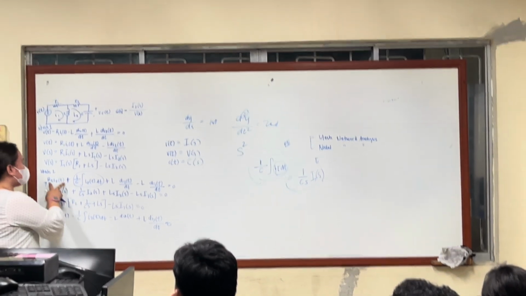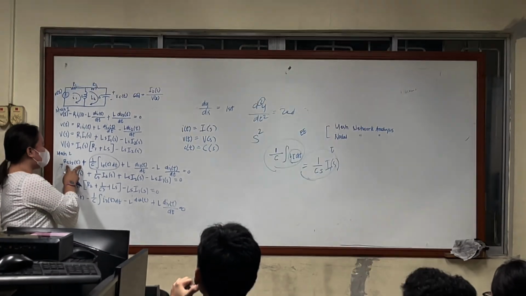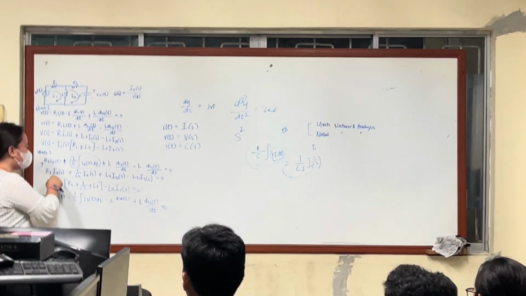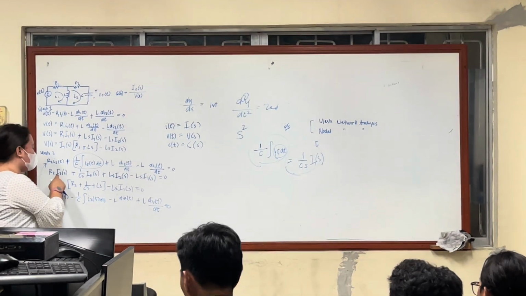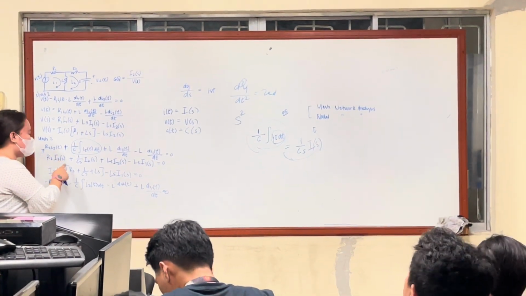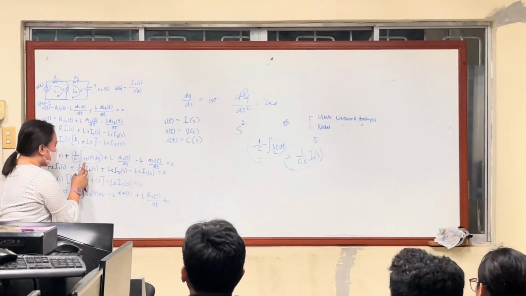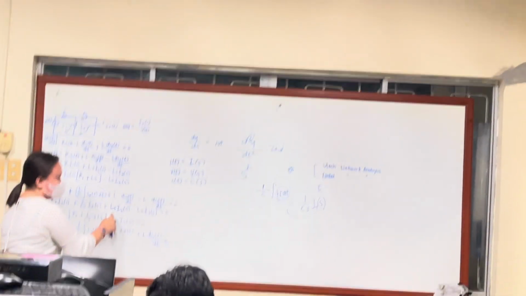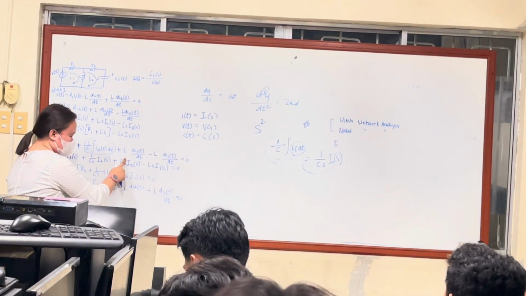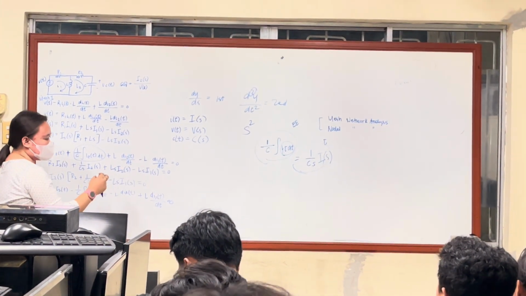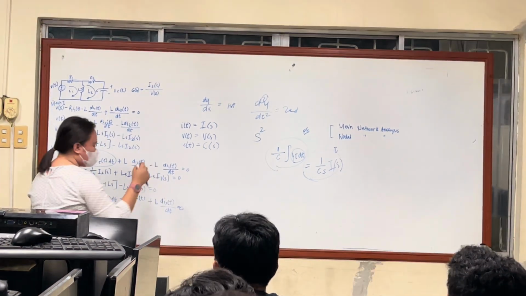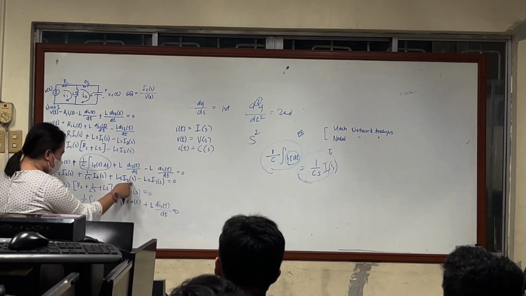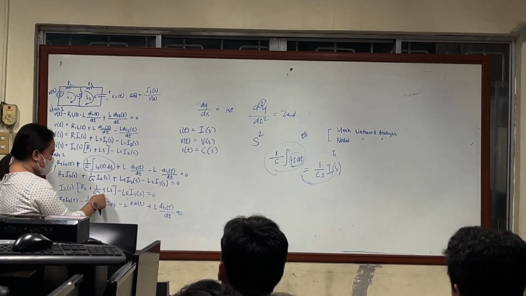Okay? So after this, you take the Laplace. R2 I2 of S, with capital letters as the representation. Plus 1 over CS I2 of S. L, this is first order, S I2 of S, minus L S I1 of S, equal to 0. Common to them is I2. R2, 1 over CS plus LS.